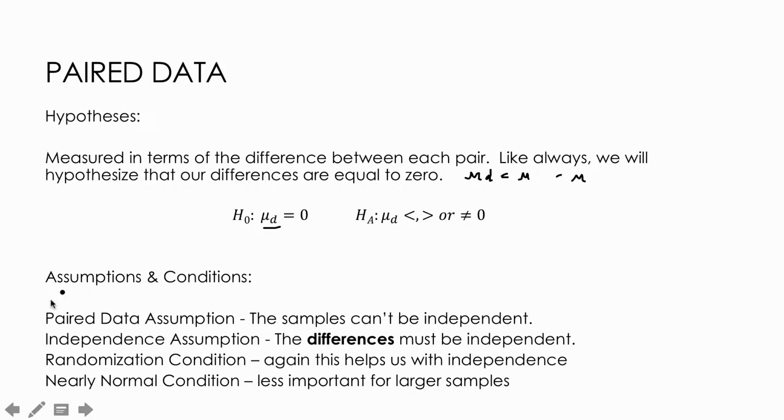For assumptions and conditions, obviously, we need to assume that these are paired data. They can't be independent data. If they're independent, we go back to our previous test, which was the 2-sample t-test, or the difference of means. Independence assumption, again, the differences must be independent. Randomization condition and nearly normal condition.